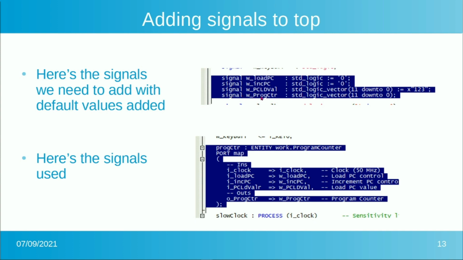And there's really no point in setting a default value for prog counter because we are creating prog counter and that will exist. So that will always come out of the program counter element, so we don't set a default value for that. So here are the signals.